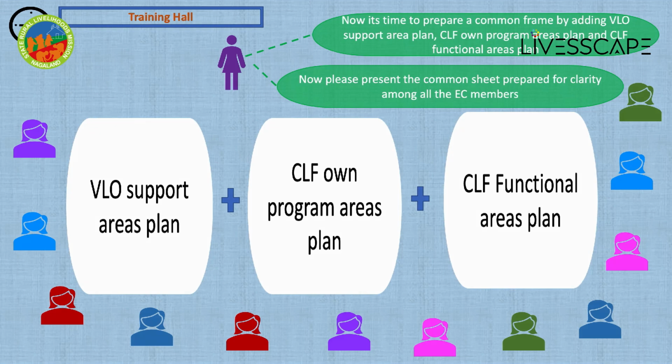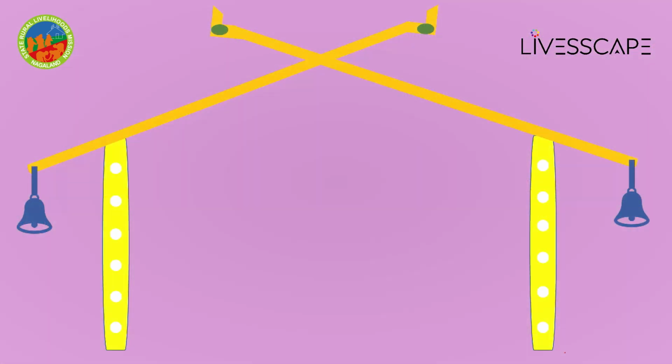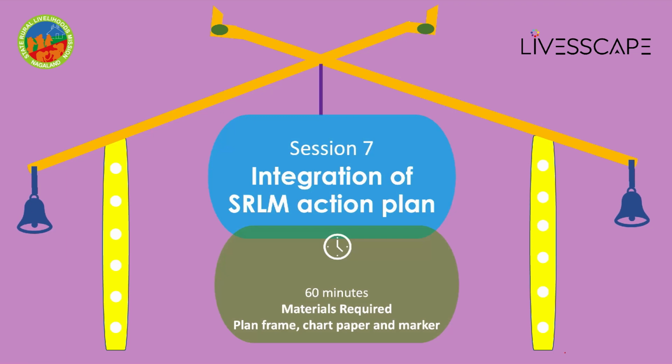Once they finalize their CLF functional areas plan, they will then add this to the first item, which was the VLO support area plan, then the CLF's own programmatic areas plan, and then the result of this session, the CLF functional areas plan. Now please present the common sheet prepared for clarity among all the EC members. Once this is done, display it in front of the EC members so that everybody can see how their planning is progressing.